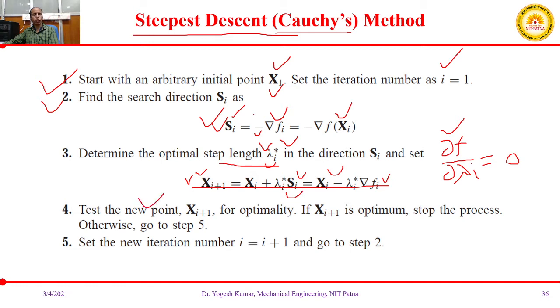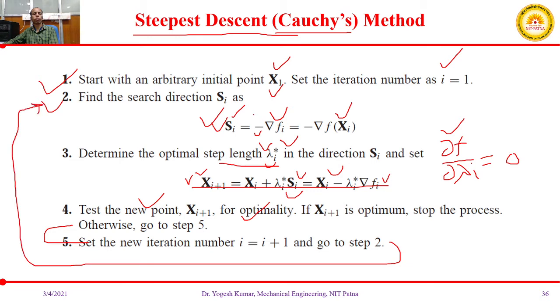Test the new point xi plus 1 for optimality. If xi plus 1 is optimum, then stop the process. Otherwise, go to step 5. In step 5, if it is not optimum, we set i equal to i plus 1 and again repeat the process from step number 2. So there are only two to three steps involved in this Cauchy method or steepest descent method.